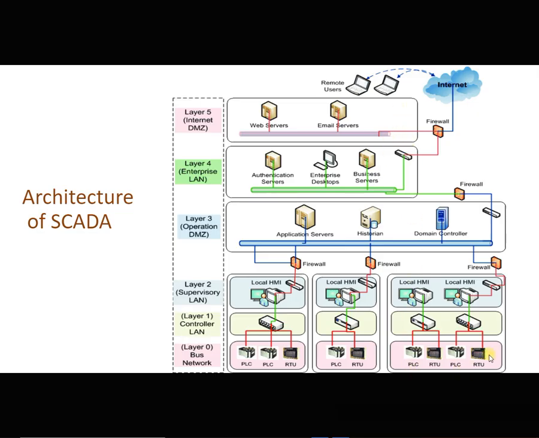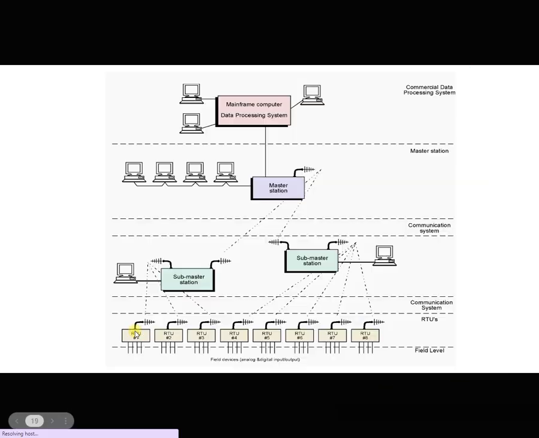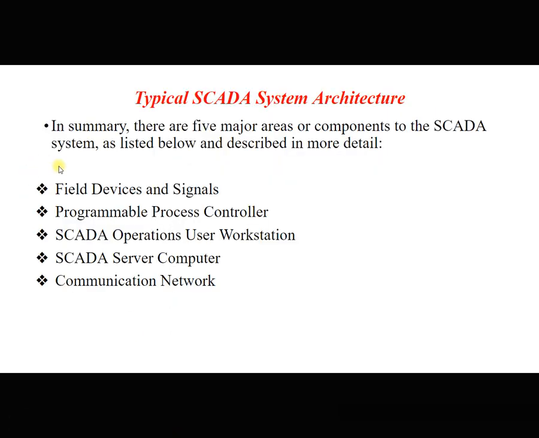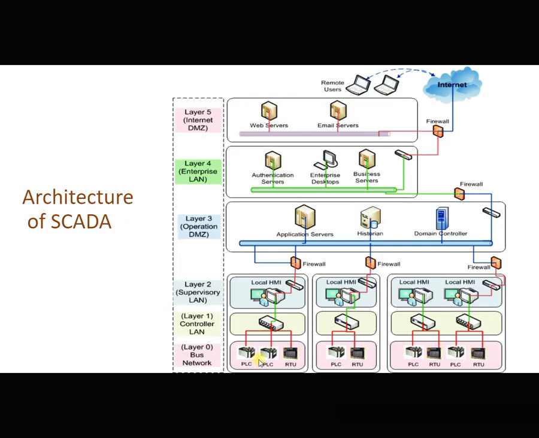This is SCADA, so this is field level. What we have seen: let me go back to the previous slide. Field devices and signals were there, right? And programmable process control was there. Those two layers will come here, which is the bus network.